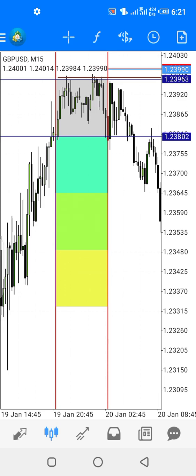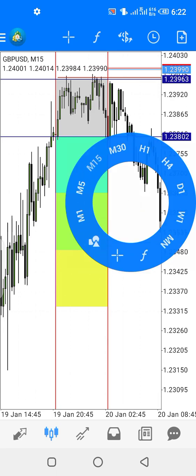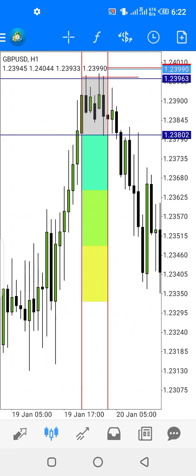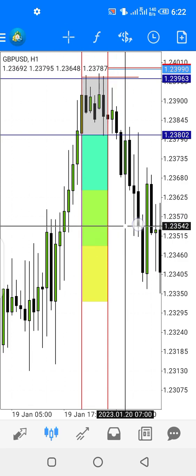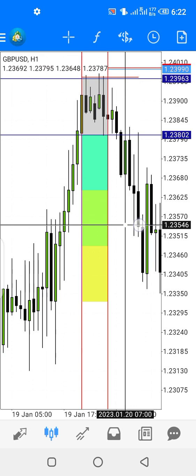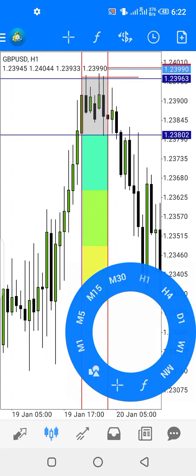Now the question will be, when I see my CBDR like this on the 1 hour time frame, and I'm expecting a Judas swing, notice that this here, yes, this is the Asian range. Let me put a line there.